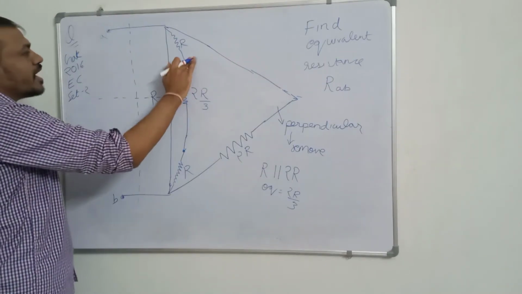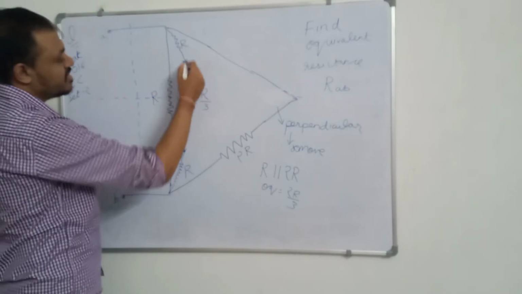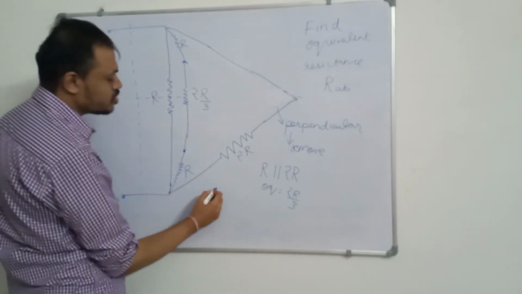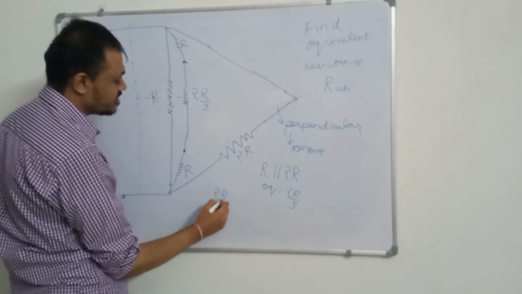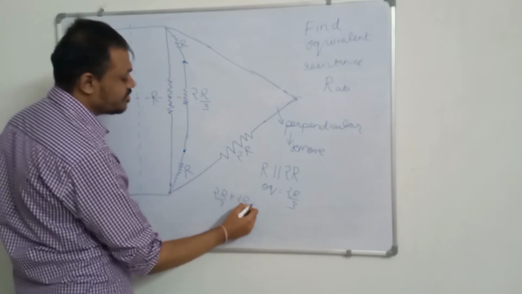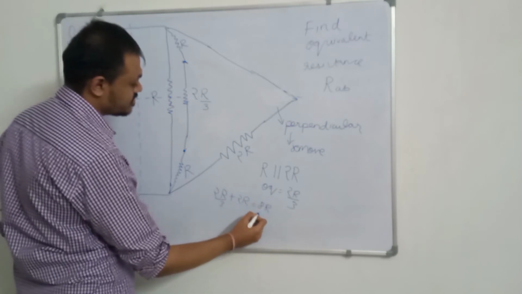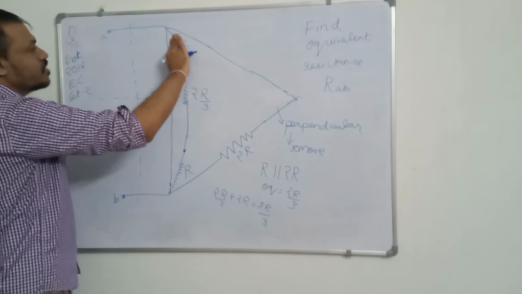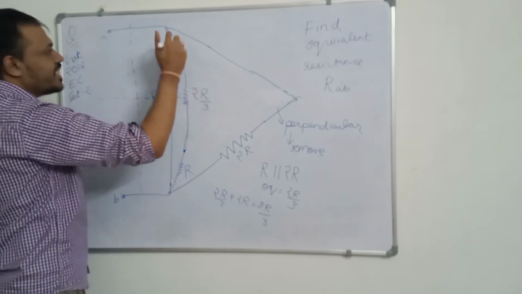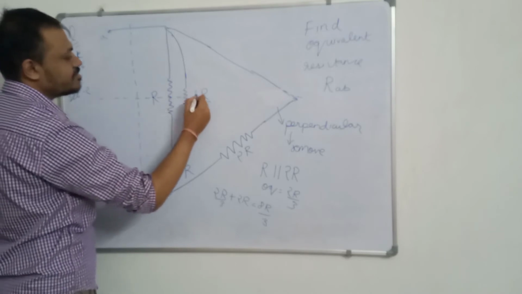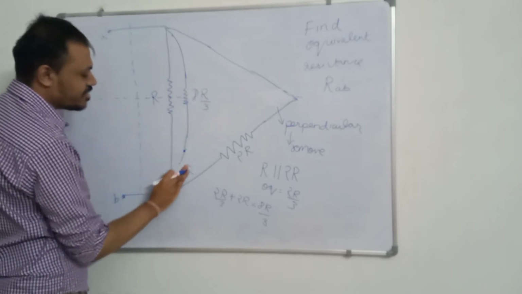Now this 2R upon 3 and this R and this R are in series. So 2R upon 3 plus 2R will become 8R upon 3, because resistances in series can be added. So this whole will become 8R upon 3. We replace it by a single resistor of 8R upon 3.